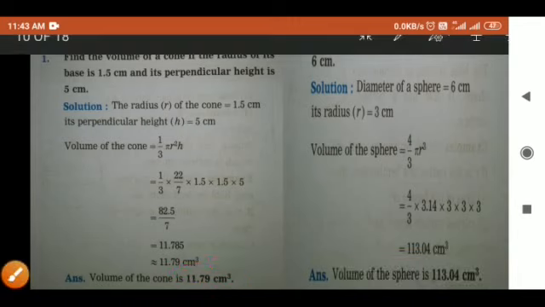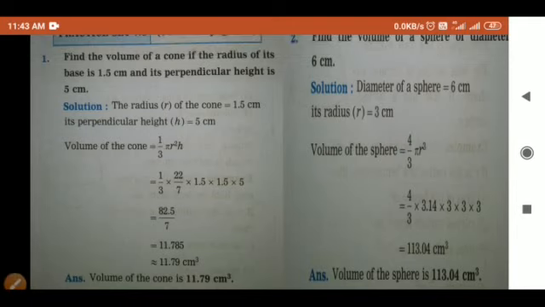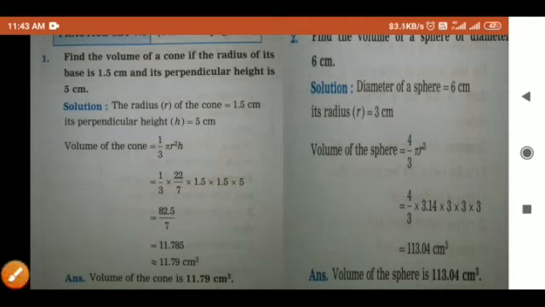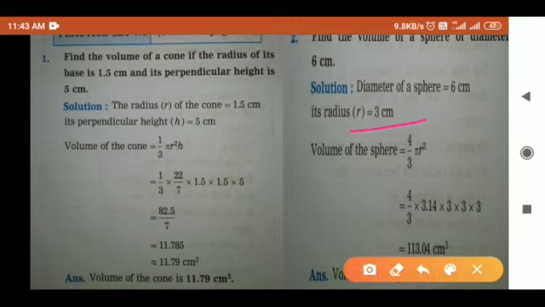Now let's see the question number second. Here we have to find out the volume of the sphere of diameter 6 centimeter. Since the diameter is given, we will get the value of radius first: diameter 6, then radius will be 3. We will use the formula 4 upon 3 pi r cube.